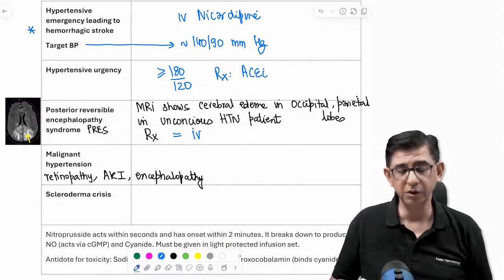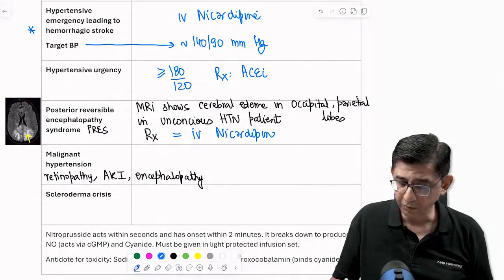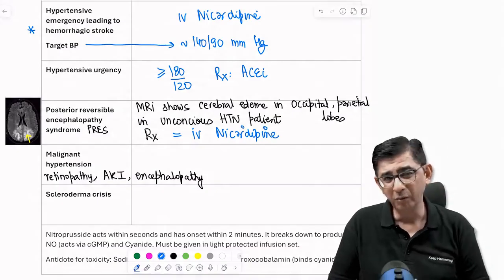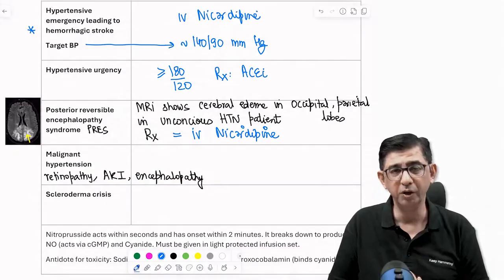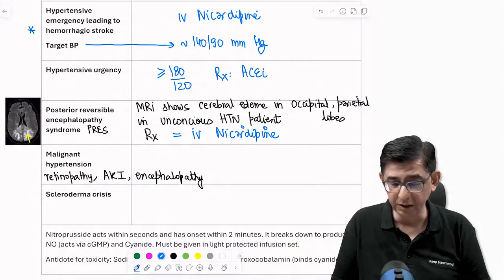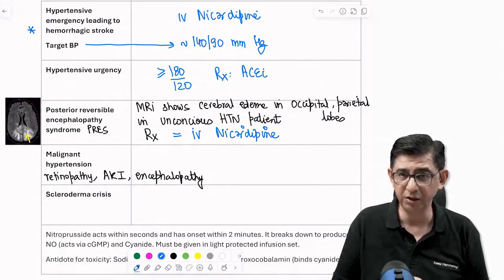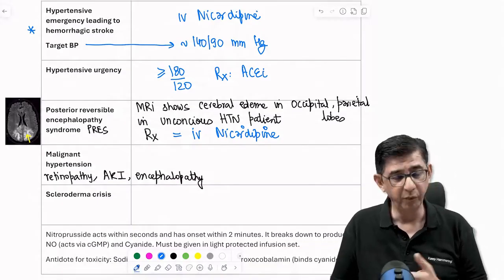So in posterior reversible encephalopathy syndrome, a CNS active drug would be recommended. That is once again nicardipine. We can use sodium nitroprusside also, but sodium nitroprusside causes a very fast fall in blood pressure. So in CNS cases, he recommends using nicardipine initially for both cases of hemorrhagic stroke as well as for posterior reversible encephalopathy syndrome. Remember that PRES is not stroke.